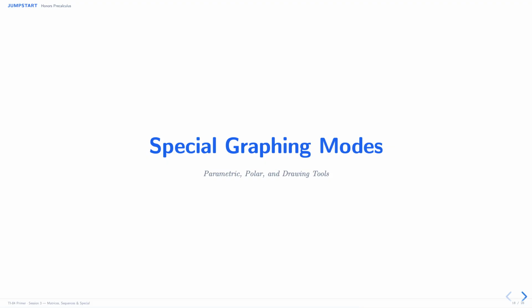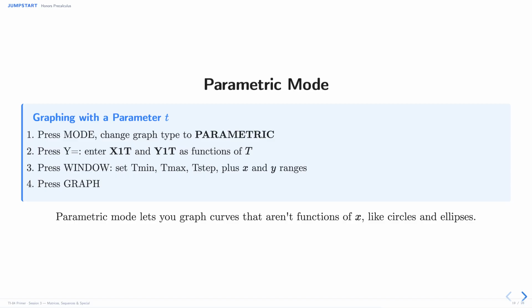Now, let's explore special graphing modes, including parametric and polar graphing, as well as drawing tools available on the TI-84. In parametric mode, you can graph curves that depend on a parameter t. Change the graph type to parametric in the mode settings. Enter your equations for X1T and Y1T as functions of t. Set the window settings for t and the x and y ranges. This mode allows you to graph shapes like circles and ellipses.